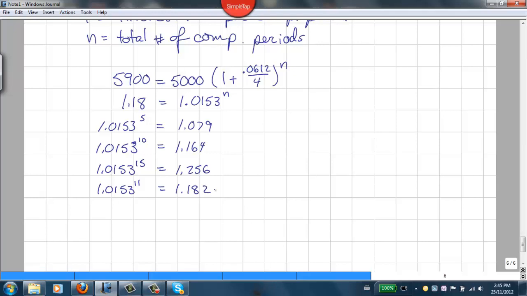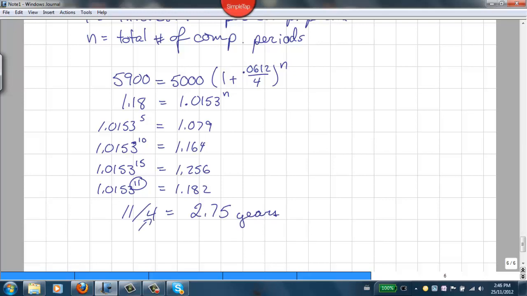So that means that it takes 11 compounding periods to reach our goal of $5,900. And since it was compounded quarterly, that meant there were 4 periods per year. So if I go 11 divided by 4, that means it's going to take 2.75 years to reach our goal.